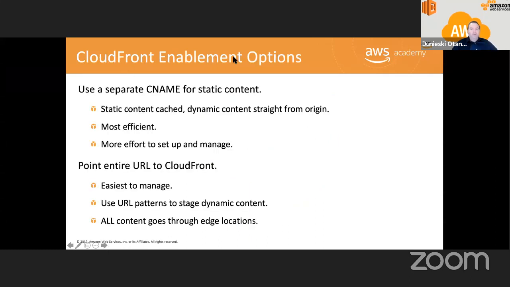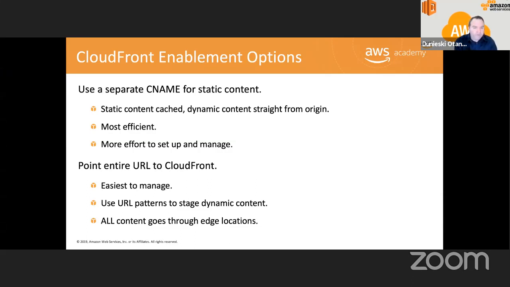So CloudFront enablement options. Use a separate CNAME for static content. You should have two CNAMEs, one for static content and one for dynamic content. It's very important for high availability, just in case you have to reroute to the static content, your website is down, and you still want to offer content to your customers. Static content is cached, dynamic content comes straight from the origin. What is the origin? S3, where you have your static assets.